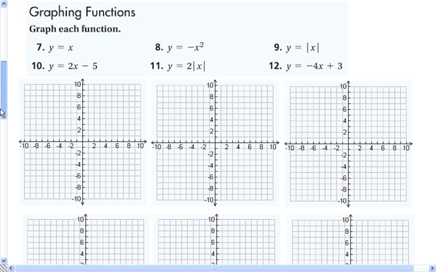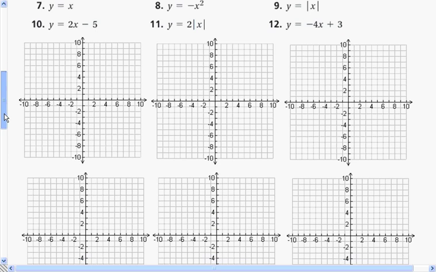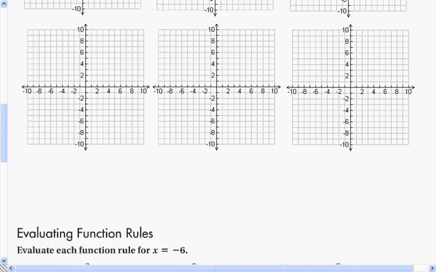All right, graphing functions. To graph a function, you should just make a table of values and then plot the points. I'm going to do number 11, y equals 2 times the absolute value of x. I'm going to put it on this graph right here. So let's just make a quick table of values, x, and then y is 2 times the absolute value of x. If you remember from doing these absolute value functions before, they make a V shape, and that's because at some point the x's change direction because of the absolute value sign.